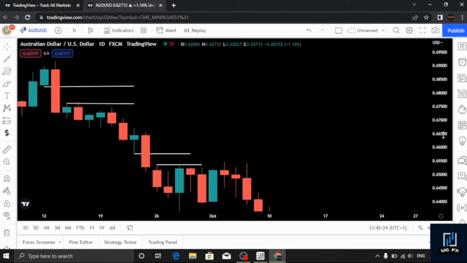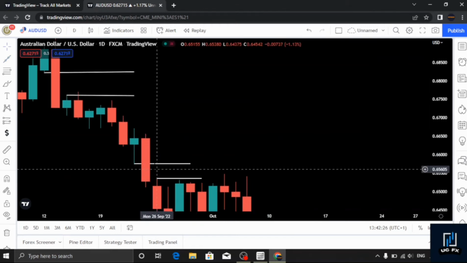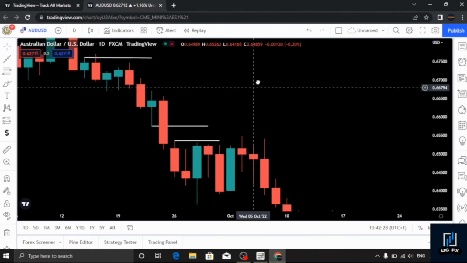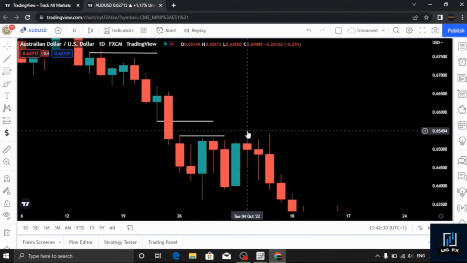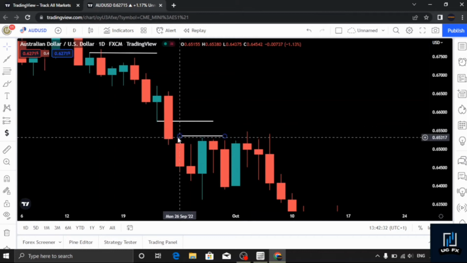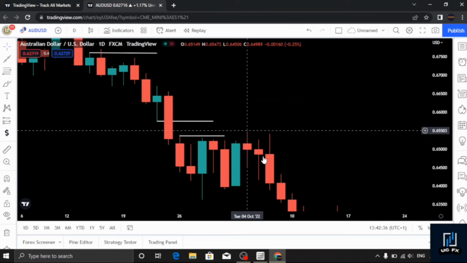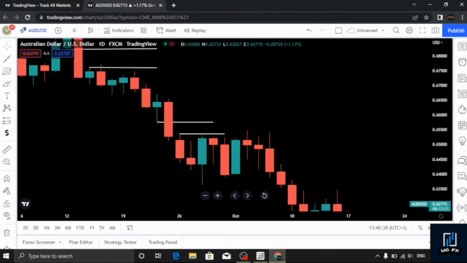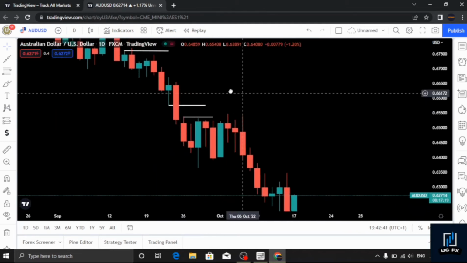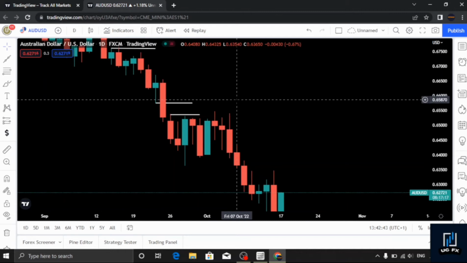So inside this area is what we call imbalance, and as you can see, price came back and tapped into this imbalance, and there were tons of liquidity. So this liquidity was actually taken out and price tapped into this imbalance and then continued going downwards. So this is practically how you can identify imbalances.